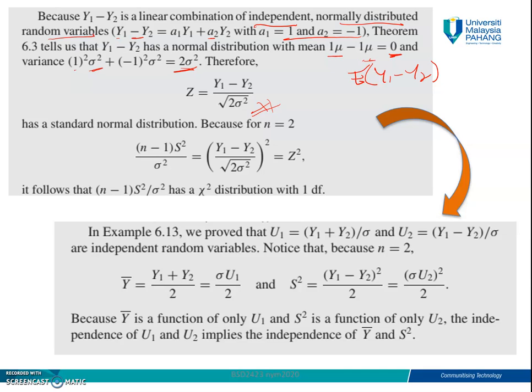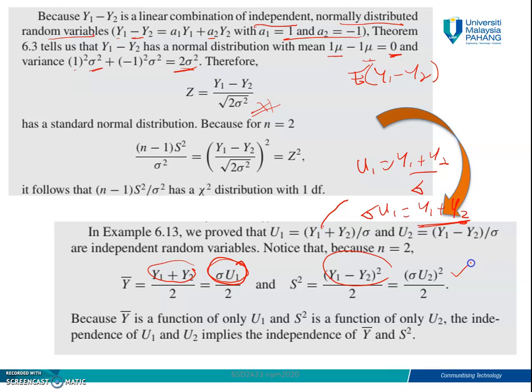You can also see in example 6.13 that we've proved that u1 equals y1 plus y2 divided by sigma, and u2 equals y1 minus y2 over sigma, and these are independent random variables. Remember you have n equal to 2. So here basically you have y bar equal to this. You can substitute this with sigma u1. If you look here, u1 equals y1 plus y2 divided by sigma, so sigma u1 equals y1 plus y2. So you can replace this with sigma u1, and similarly for this one as well.